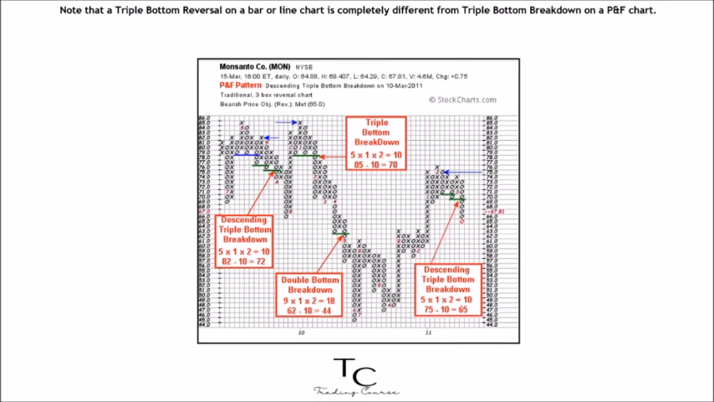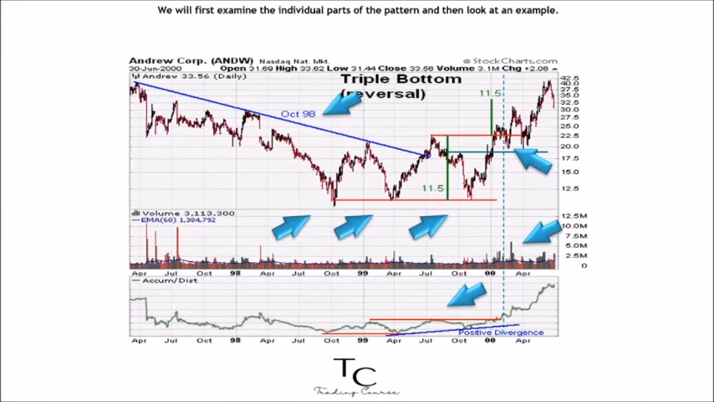Note that a triple bottom reversal on a bar or line chart is completely different from a triple bottom breakdown on a P&F chart. Namely, triple bottom breakouts on P&F charts are bearish patterns that mark a downside support break. We will first examine the individual parts of the pattern and then look at an example.